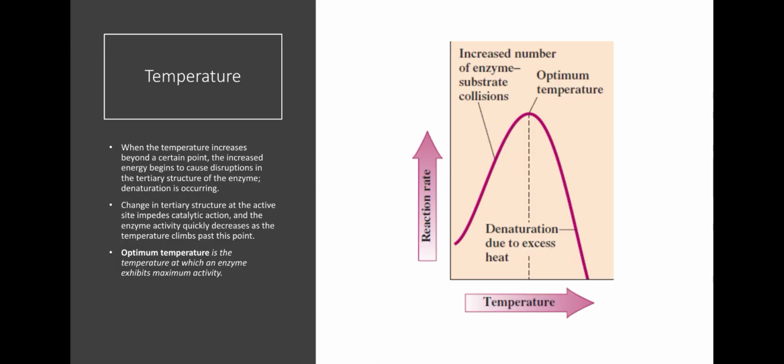But when the temperature increases beyond a certain point, the increased energy begins to cause disruptions in the tertiary structure of an enzyme, causing denaturation. The change in the tertiary structure slows down the catalytic action, thus also decreasing the enzyme activity. With that, an optimum temperature must be met. Optimum temperature refers to the temperature at which an enzyme exhibits maximum activity.